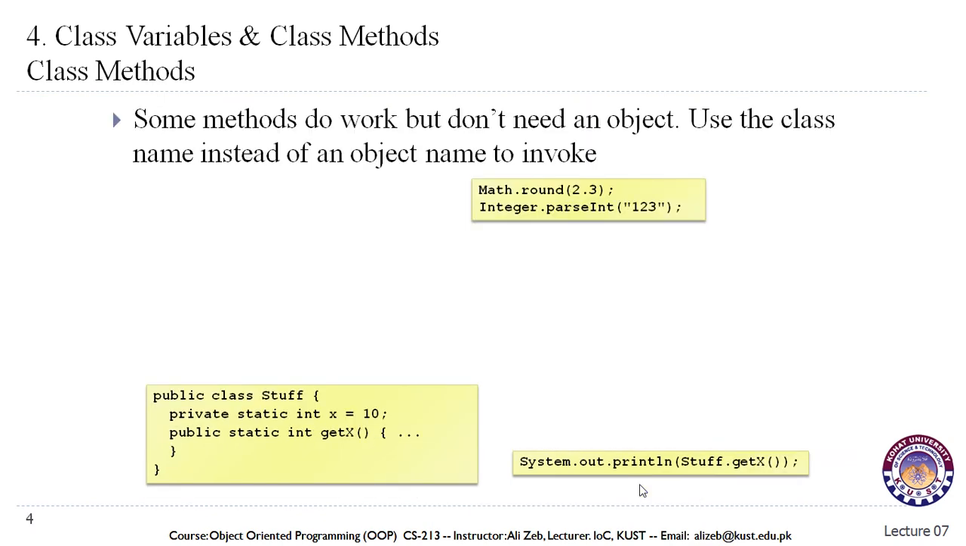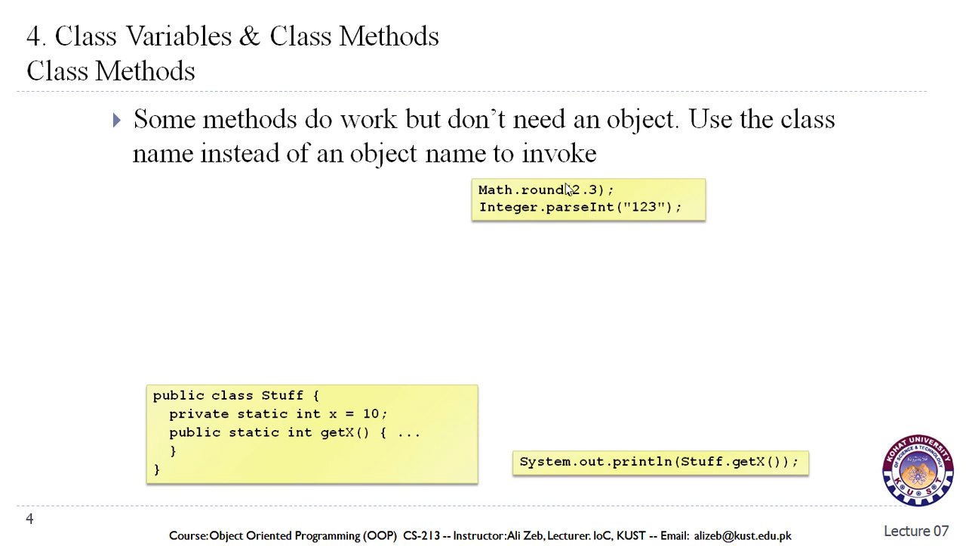Some methods do work but don't need an object. Use the class name instead of an object name to invoke them. These are the methods that we can invoke with the name of the class without creating an object for the class. For example, round is a static method in the Math class. We can call that method without declaring an object of the Math class wherever we need the round method.